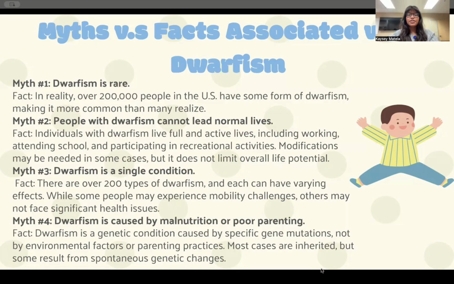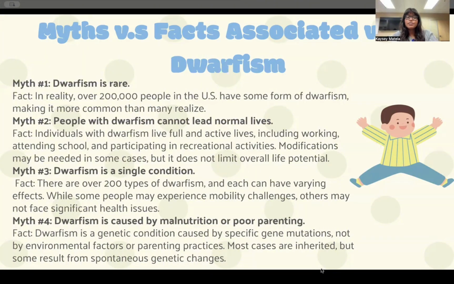Myths versus facts associated with dwarfism. Myth number 1, dwarfism is rare. Fact, in reality, over 200,000 people in the US have some form of dwarfism, making it more common than people think. Myth number 2, people with dwarfism cannot lead normal lives. Fact, individuals with dwarfism live full and active lives, including working, attending school, and participating in recreational activities. Modifications may be needed in some cases, but it does not limit overall life potential.